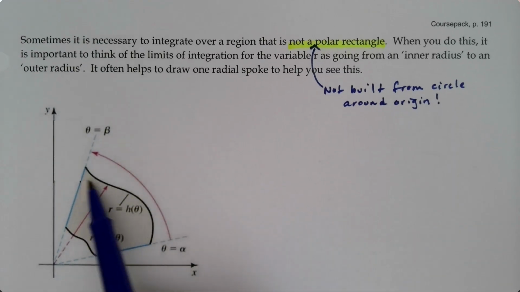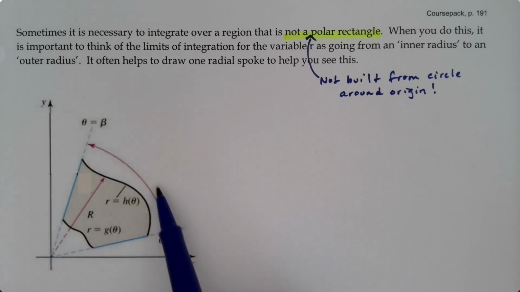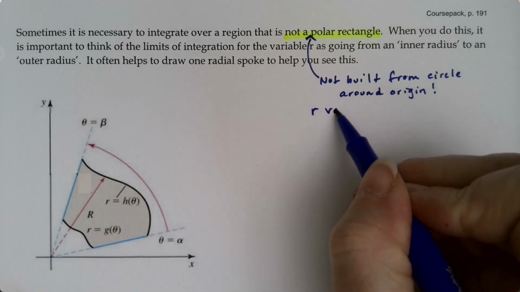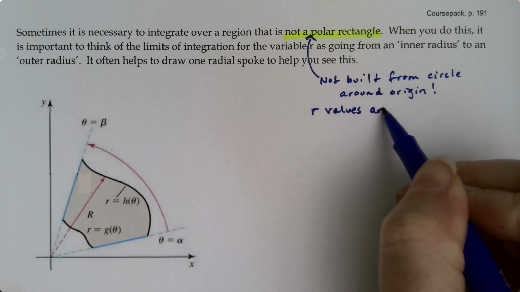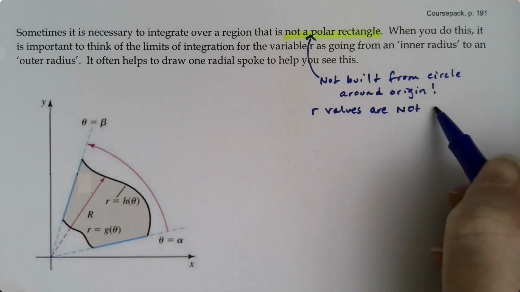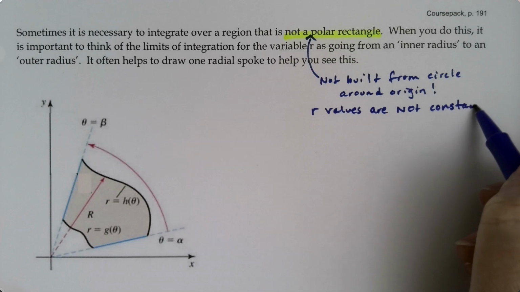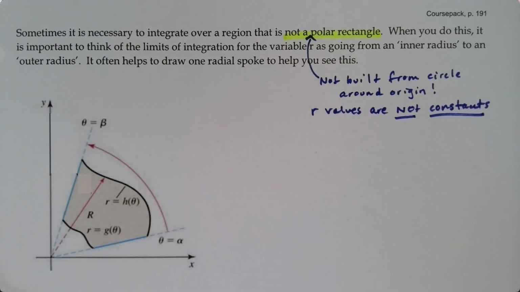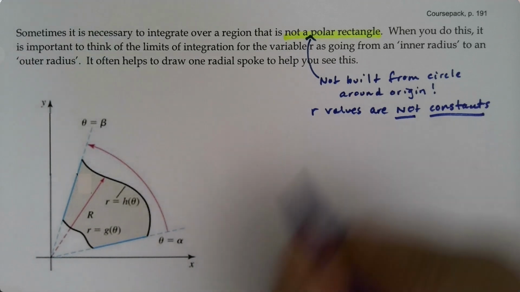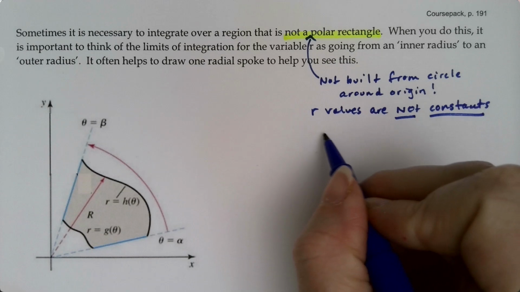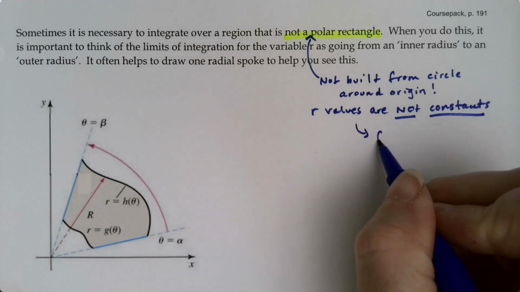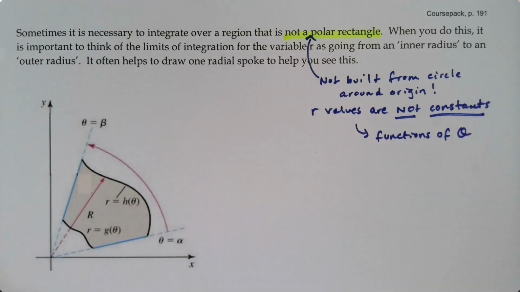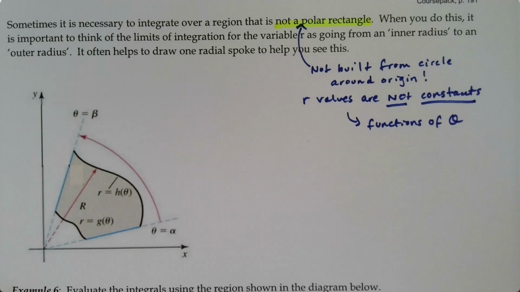What happens if instead of these being constants, in other words, the r values are not constants anymore, like they have been up to this point? We've always had r values be constant for every one of these problems. But what if they're not constants? What if they're functions of theta? Well, that's going to make everything a little bit more work, right?